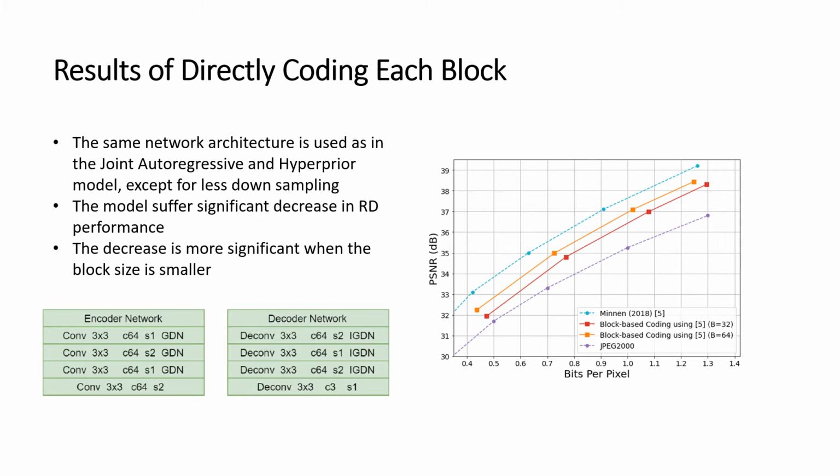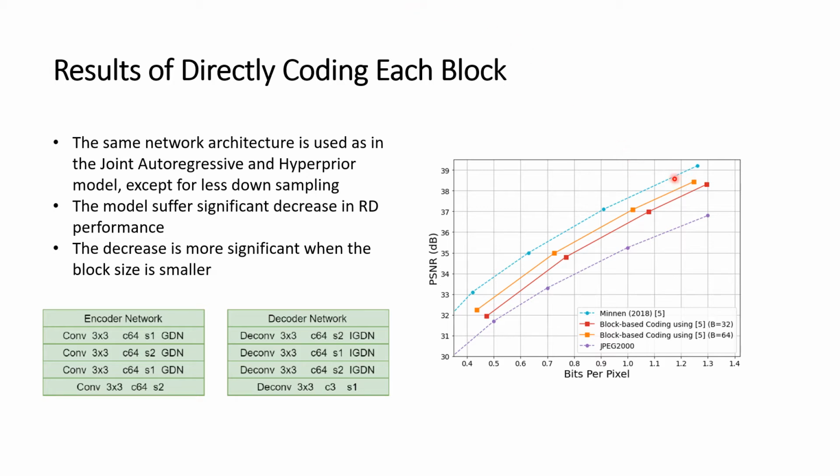Here we show the results of directly using the VAE model to code images in small blocks. We use the same network architecture as in the joint autoregressive and hybrid prior model, except that we have fewer strided convolution layers. This is because our block size is too small. It cannot accommodate that many downsampling layers in both the encoder and hyperencoder models.